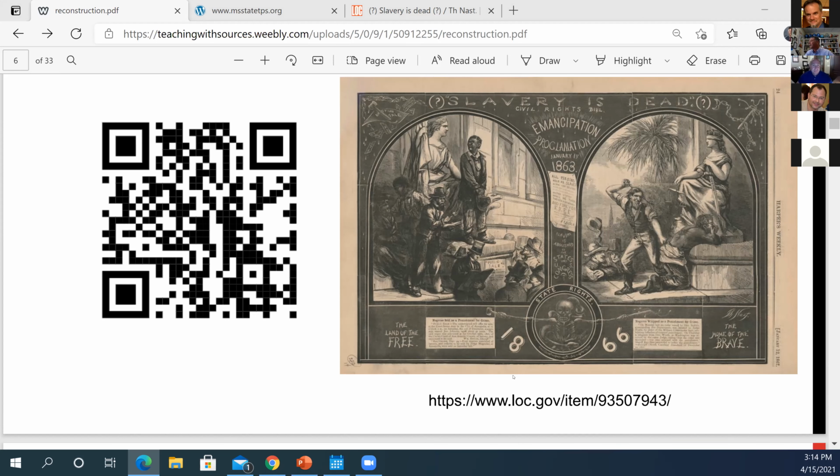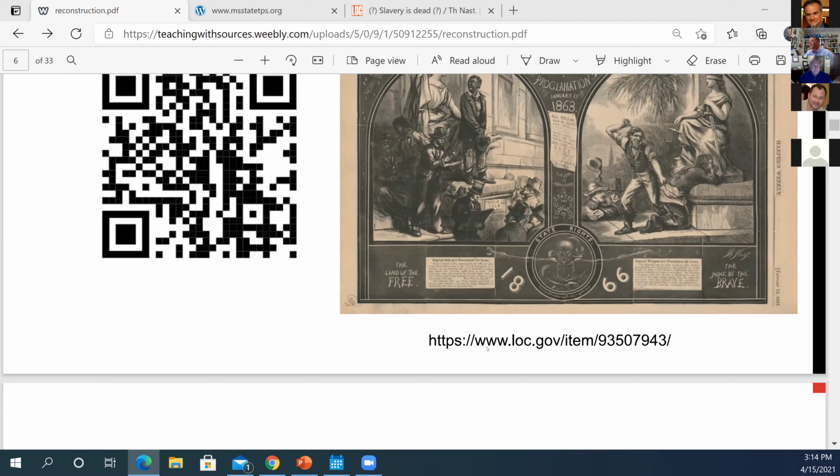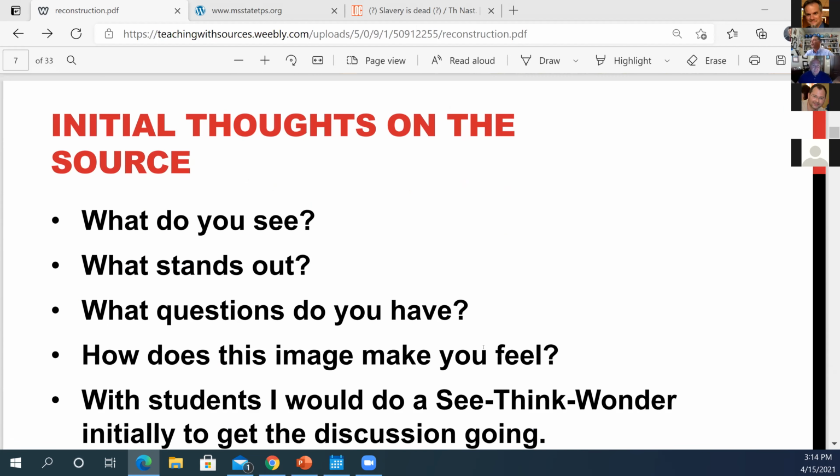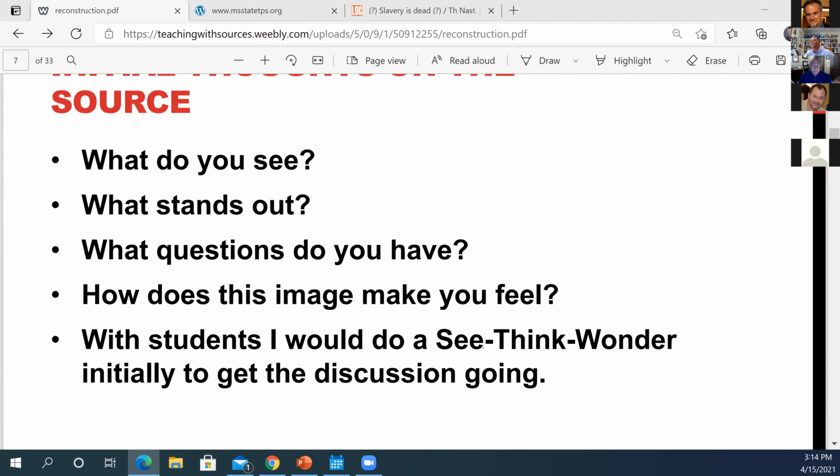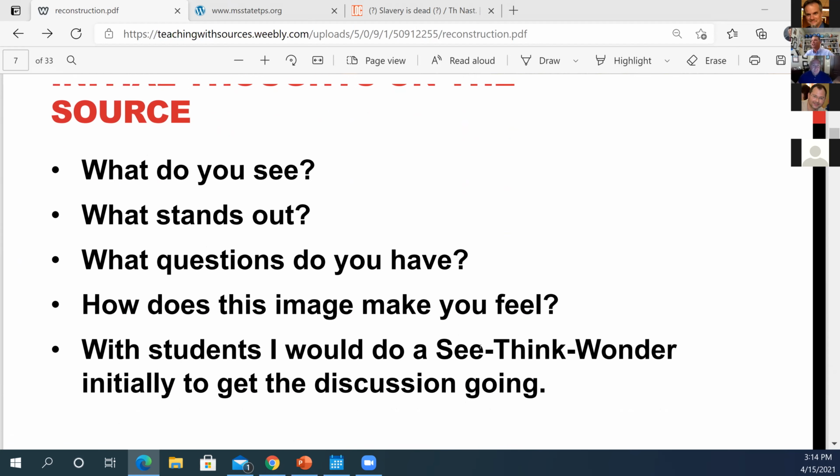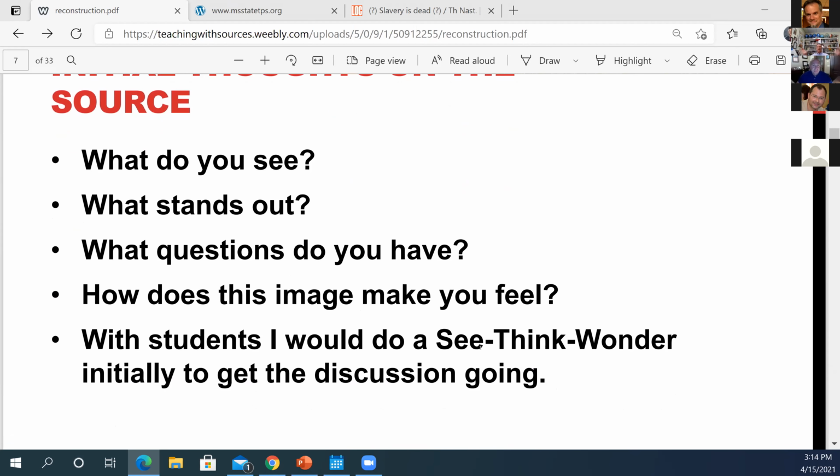So we'll go into the next thing: initial thoughts on the source. I just have some questions. In a lot of ways, if I was teaching this, I would do a See, Think, Wonder type of thing. As you're looking at the source, and hopefully you're able to, I'm going to go back to it, just think about what things you see. What stands out to you? What questions do you have? How does this image make you feel?